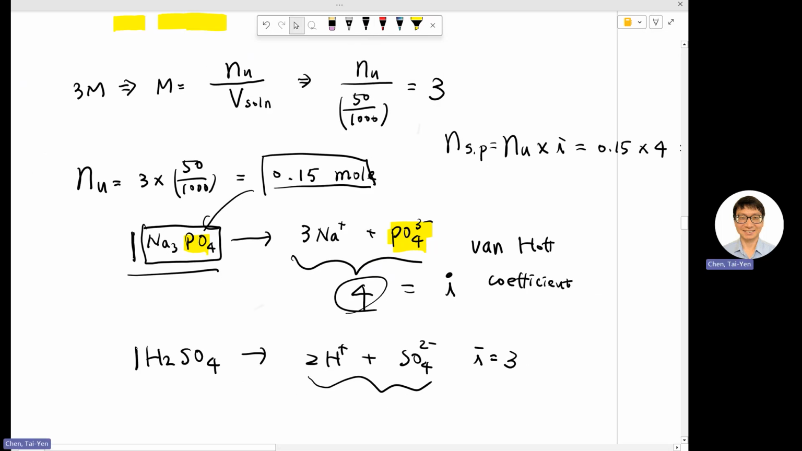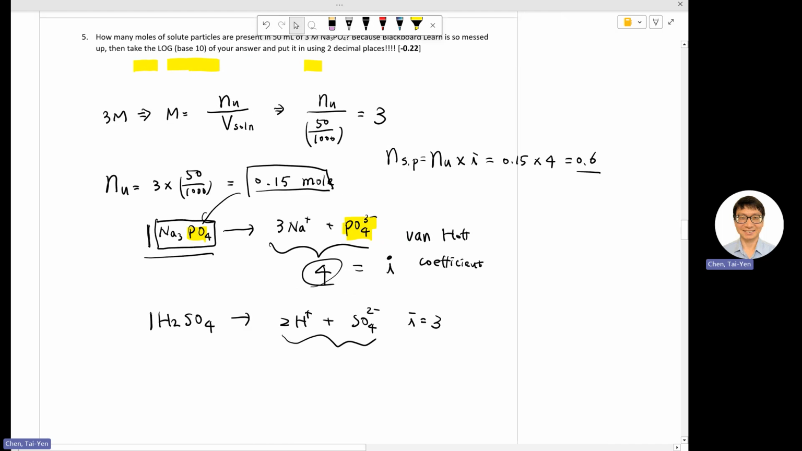Okay, so that's how you solve question number 5. Solute particles is a very important concept. A little bit louder, I cannot hear you. They are actually equivalent.